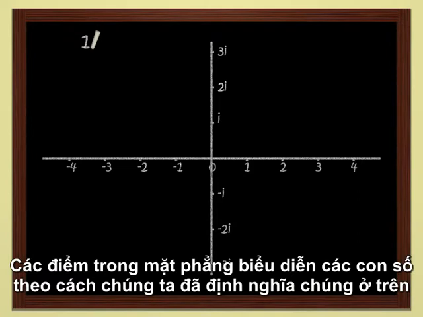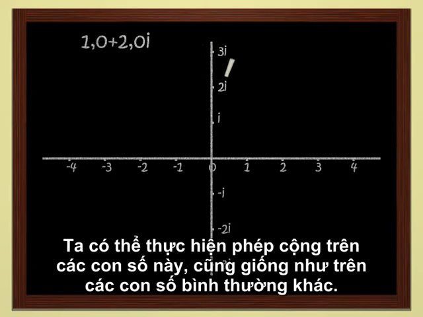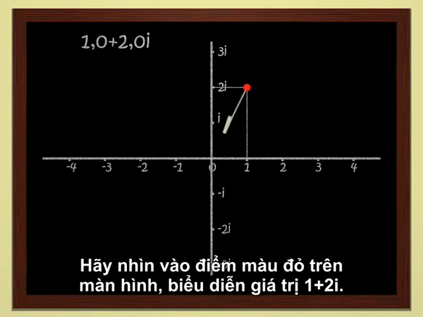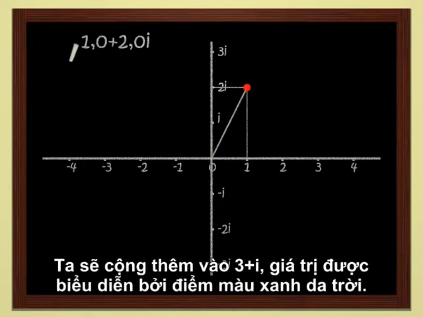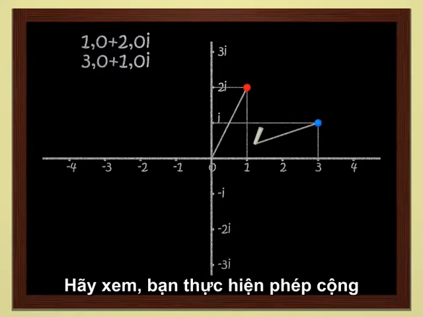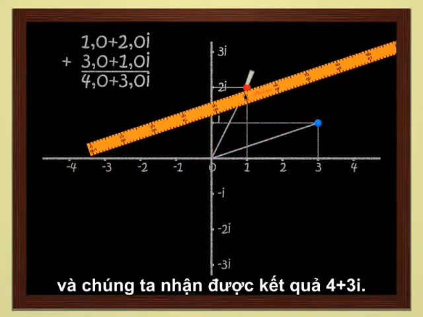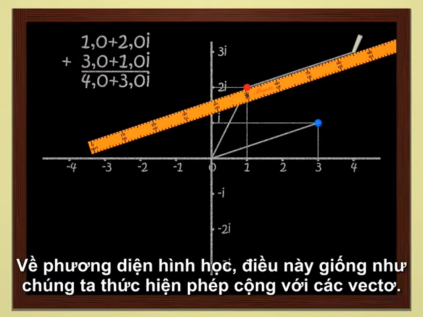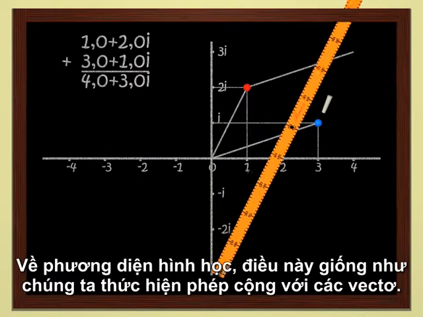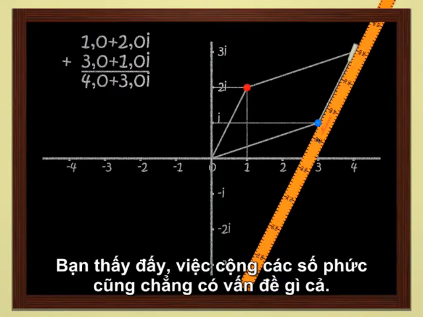Points in the plane become numbers in their own right. These numbers can be added, just like usual numbers. Look at the red point, which is the point 1 plus 2i. Let's add 3 plus i, which is the blue point. Well, you add them just as school children do. That gives us 4 plus 3i. Geometrically, this is just addition of vectors.